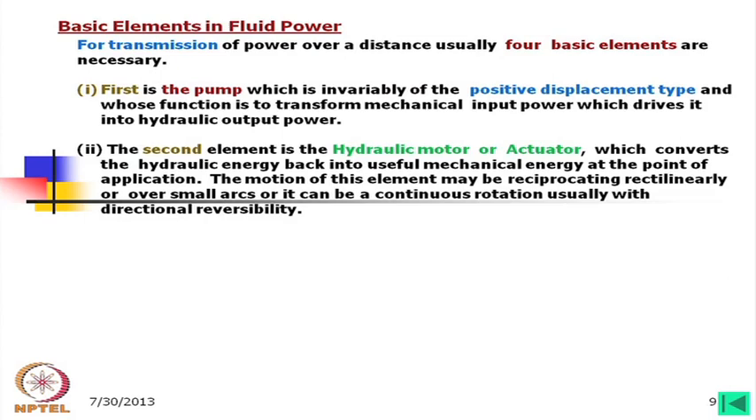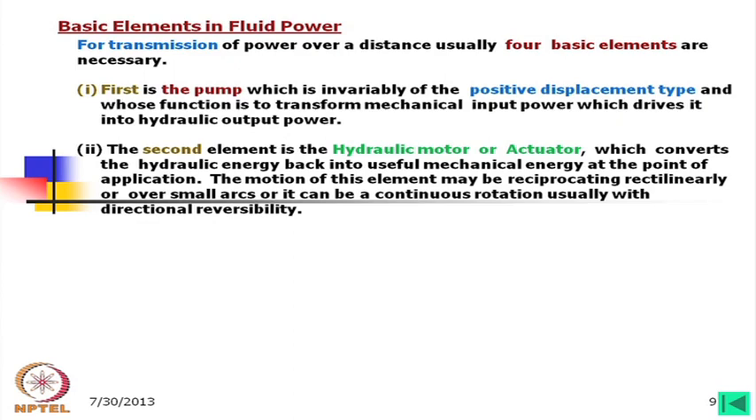The second element is the hydraulic motor or actuator, which converts the hydraulic energy back into useful mechanical energy at the point of application. The motion of this element may be reciprocating rectilinearly or over small arcs, or it can be continuous rotation, usually with directional reversibility.